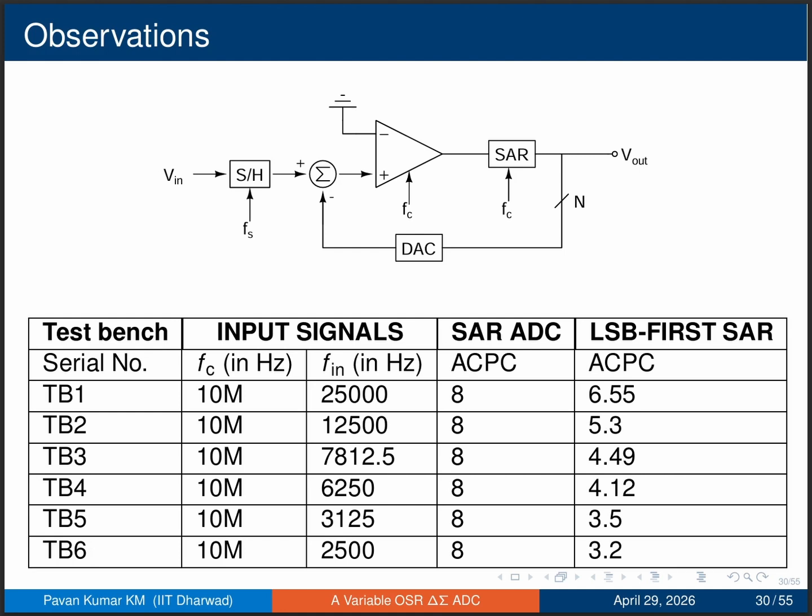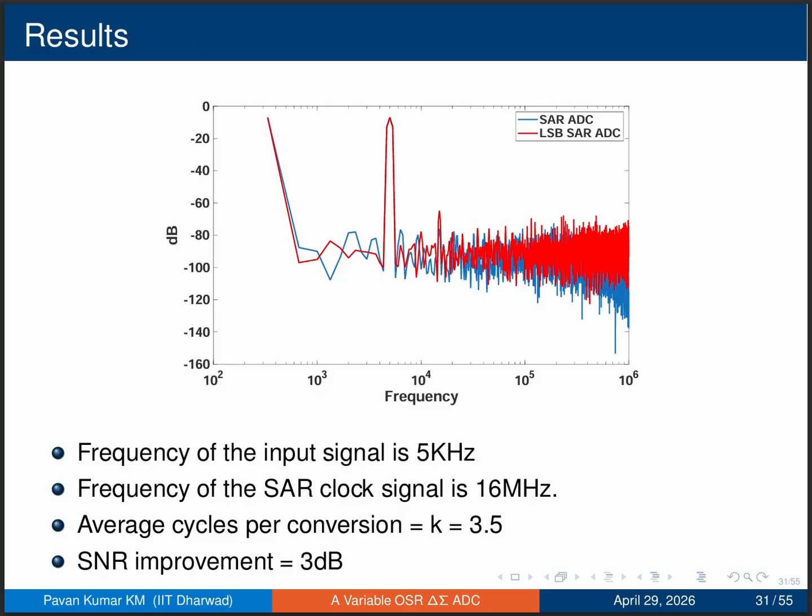So we can observe the 3125 hertz input signal frequency case. The average cycles per conversion is almost 3.5. So it's more like, instead of reducing the input signal frequency by half, we are achieving this without reducing the input signal bandwidth, frequency.